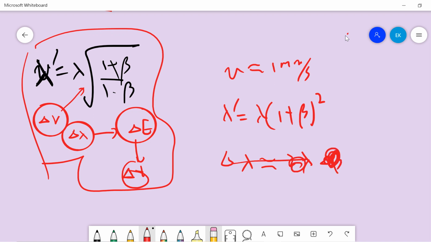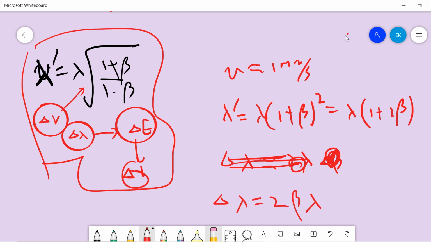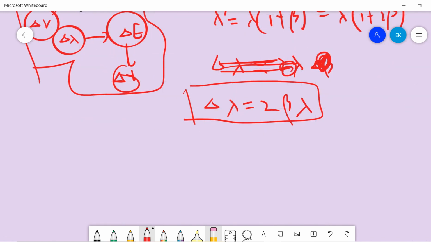Oh no, sorry, I forgot. Maybe we can do this slowly. This tells you that delta lambda is 2 beta lambda, because delta lambda is lambda prime minus lambda. So you have this.